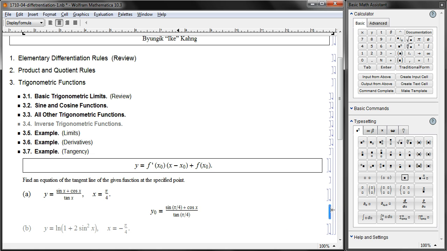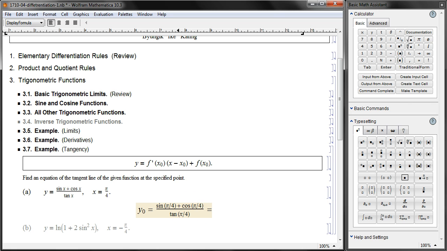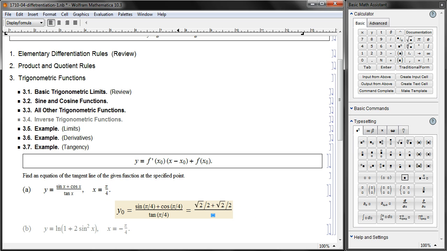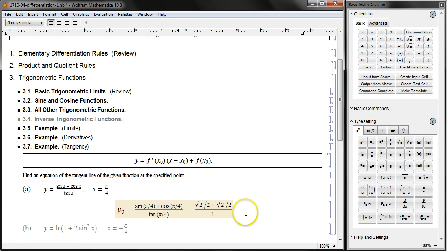Excuse me, I'm going to need a bigger font. Okay, let's finish this computation. Sine of pi over 4 is square root of 2 over 2 plus another square root of 2 over 2. That's the numerator. And the denominator, tangent of pi over 4, is 1. So what do you have? We have just square root of 2. Okay.